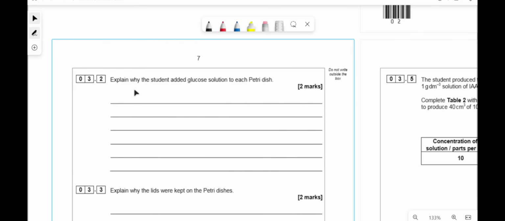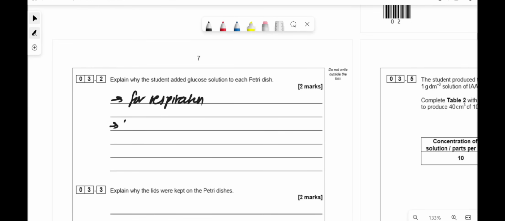Okay, so now it says explain why the student added glucose solution to each petri dish. Well, think about it. What do we need glucose for? What's this testing? This experiment is testing growth. You can't grow without energy. You can't get energy without respiration. You can't get respiration without a derivative of glucose. I mean, you can with proteins, amino acids, whatever. Fine. But basically, the principle here is glucose, respiration, energy, growth. So it's for respiration to release energy for growth.